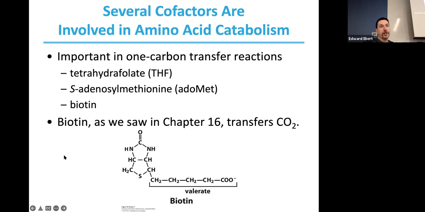Okay. So we've talked about the various amino acids and whether they're ketogenic or glucogenic, and the various ways they feed into the citric acid cycle or gluconeogenesis.